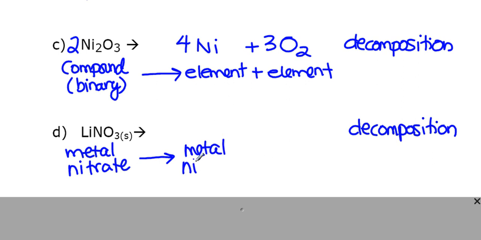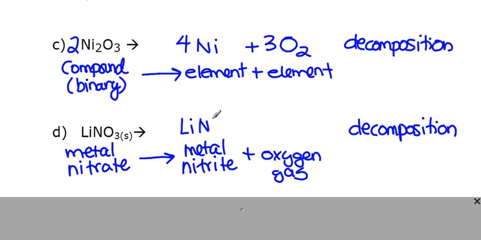You get metal nitrites, and you get a gas being formed. In this case, it's oxygen gas. So when I go and look here, I have lithium nitrate. If I'm making a nitrite, it needs to be lithium nitrite, LiNO2.